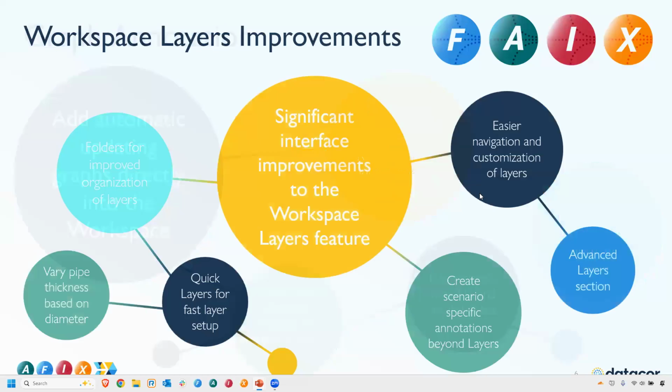Moving on, we're going to talk a bit about the workspace layers improvements. There's been significant interface improvements to the workspace layers feature that was introduced in our last round of versions for the software. We've added folders for improved organization, quick layers for fast setup, and reintroduced the vary pipe thickness based on diameters. We've made it easier to navigate and customize your layers, added an advanced layers section, and you can also create scenario-specific annotations, which does exist beyond layers, but is involved with layers as well.